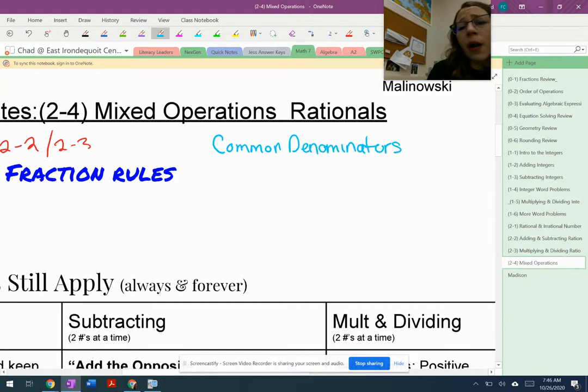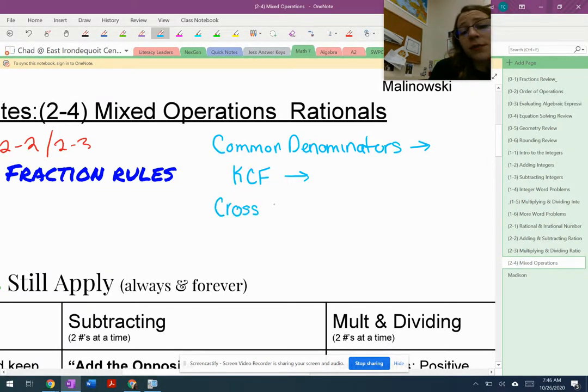So think about what operations we need common denominators for. We have that keep, flip, change, or keep, change, flip, whichever way. Actually, it's keep, change, flip. Let's not kid ourselves. Keep, change, flip. What operation is that for? When we're using cross-canceling, what operation are we allowed to cross-cancel with?